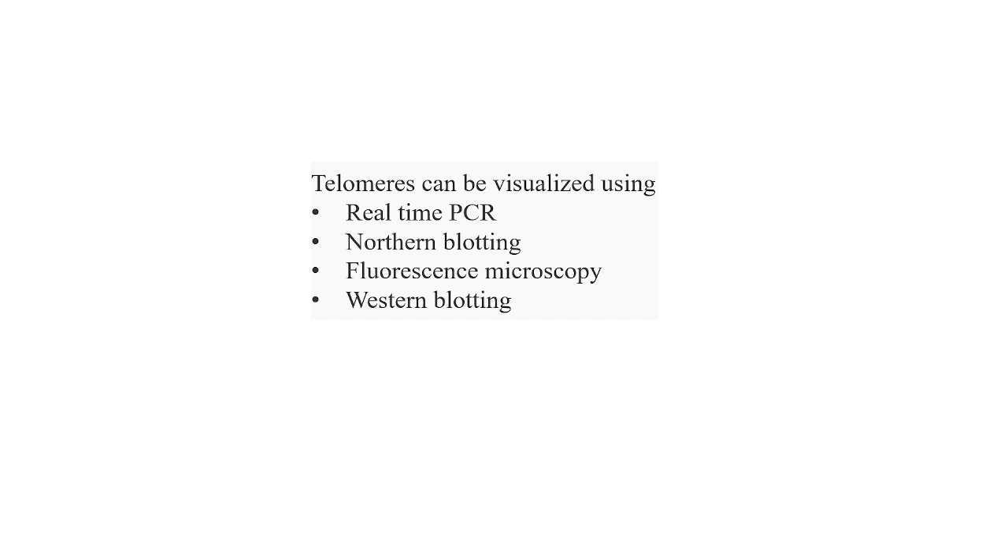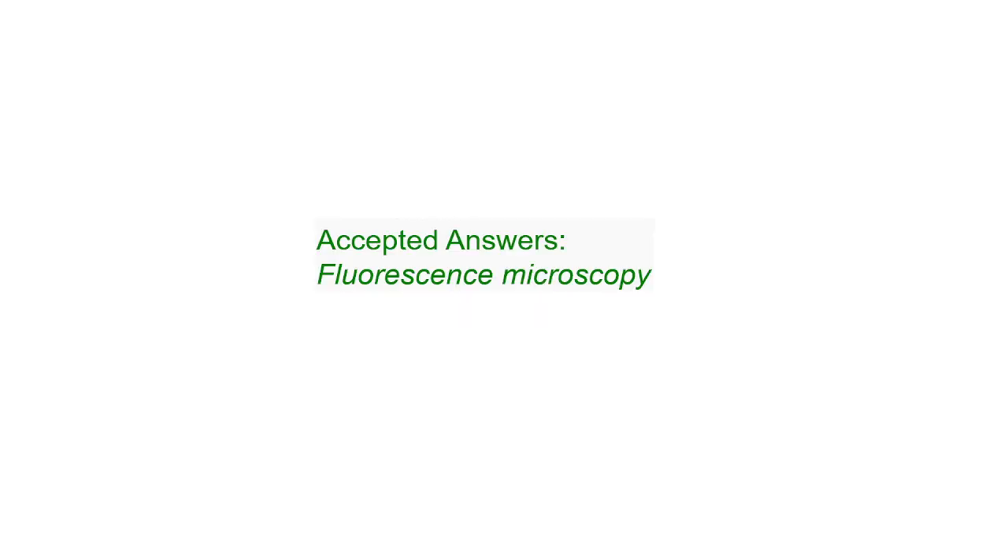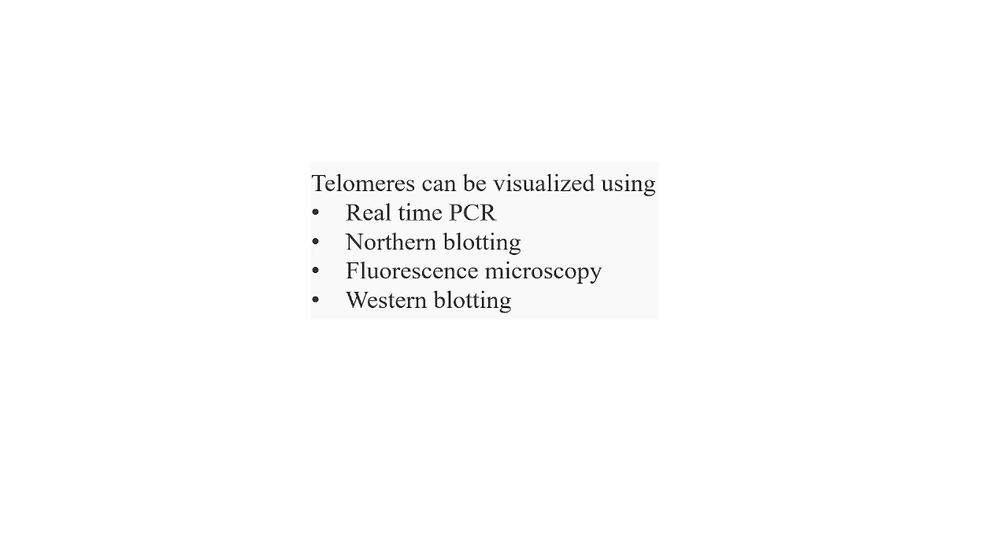So, what is the correct answer? The correct answer is fluorescence microscopy. How is fluorescence microscopy the correct answer? Because telomeres can be visualized with the help of fluorescence in situ hybridization. A fluorescent probe binds specifically to telomere DNA repeats, which allows direct visualization of telomere length and location on the chromosome.